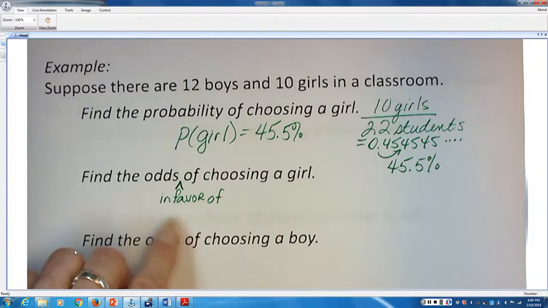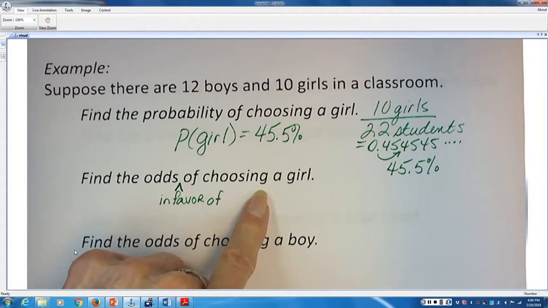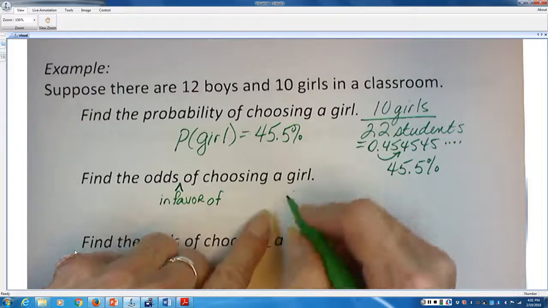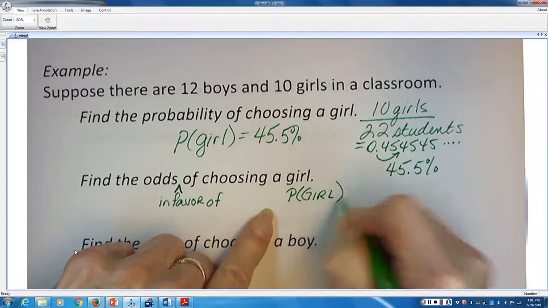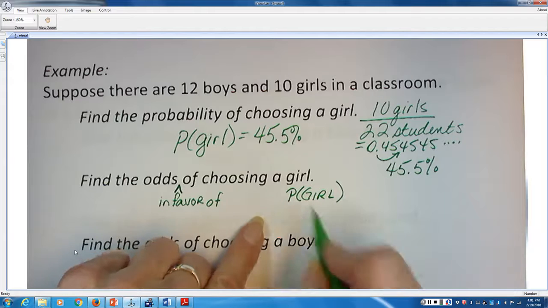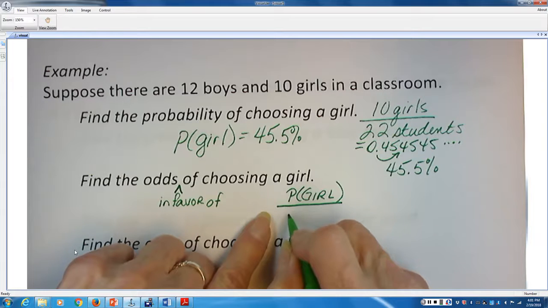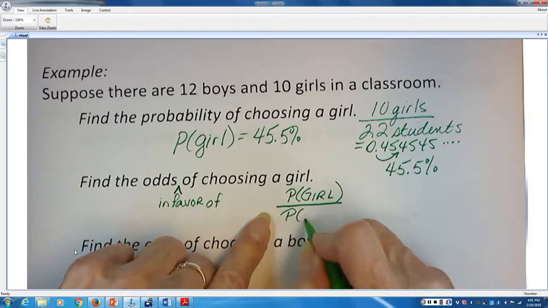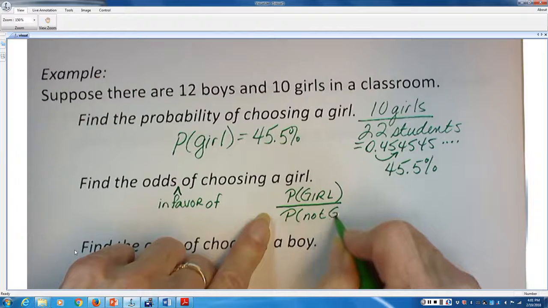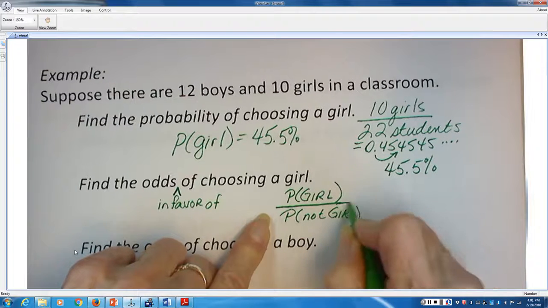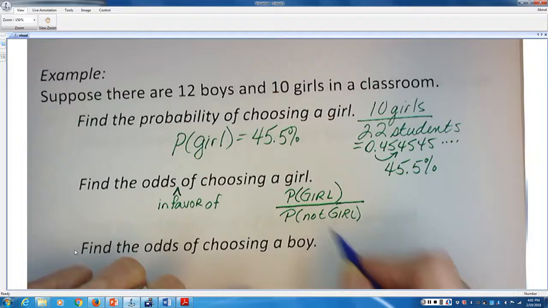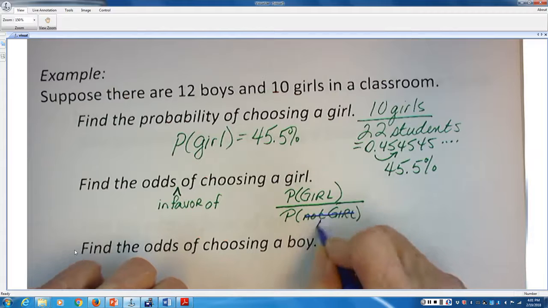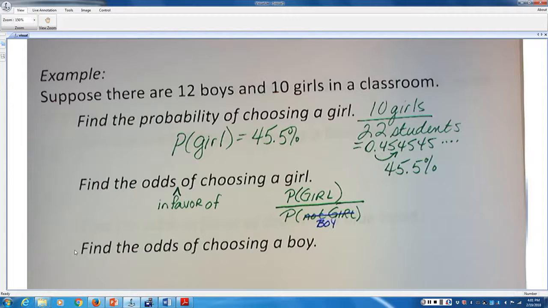Find the odds, and that's why I said it was important to put in favor of, because it says the odds of choosing a girl, so you're looking for choosing a girl. So that means the probability of a girl will be the probability that goes on top. And the probability of not choosing a girl is going to go on the bottom. Of course, it should be fairly obvious that if it's not a girl, what is it? You're going to have to say that's the same thing as the probability of a boy.